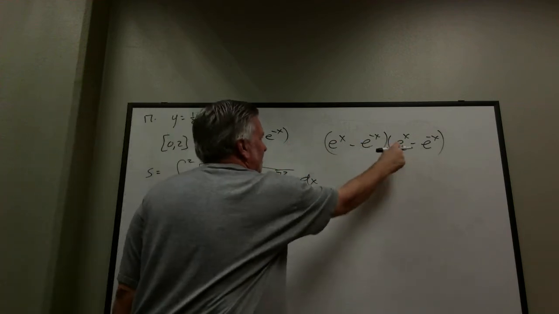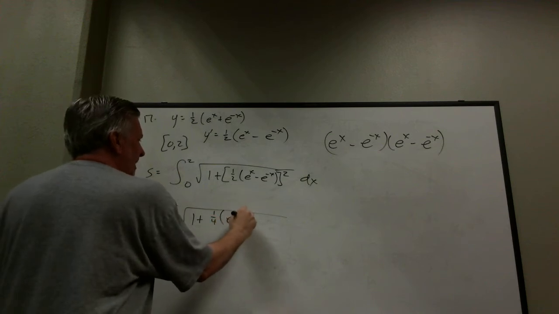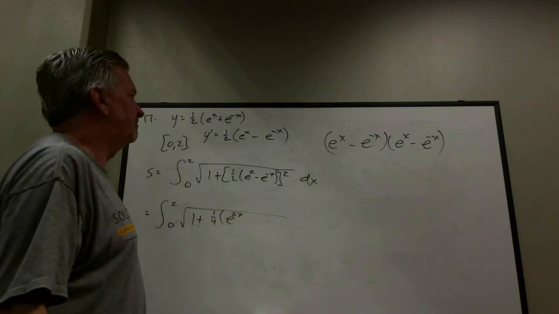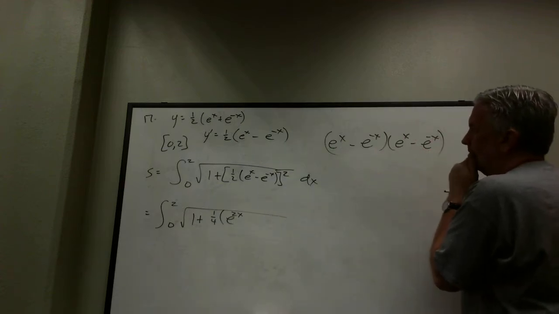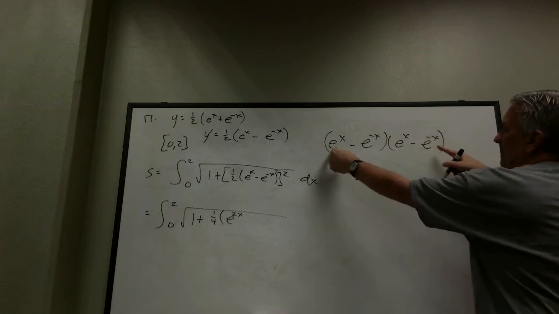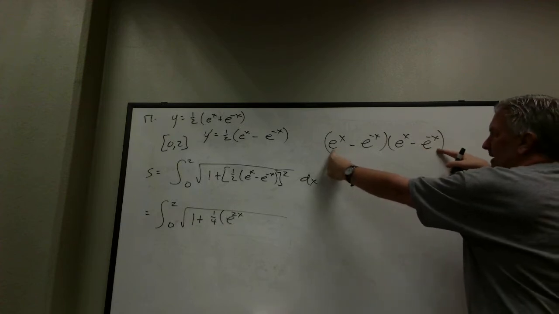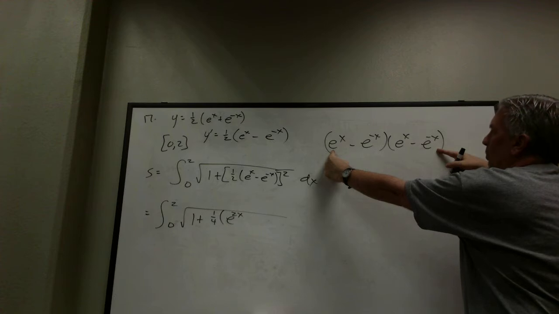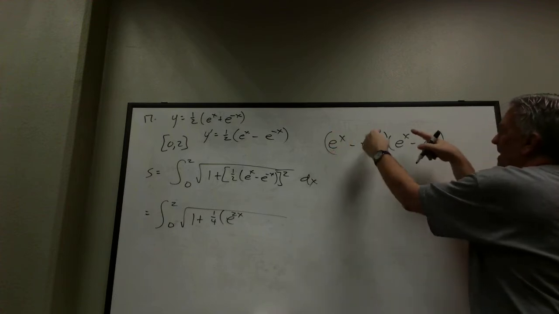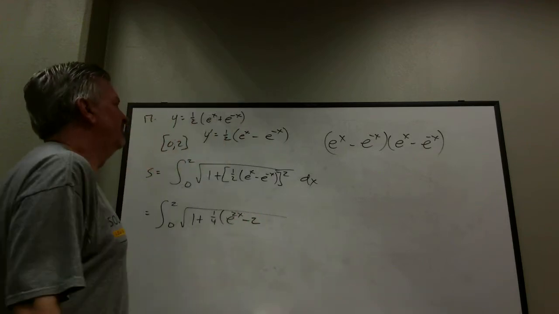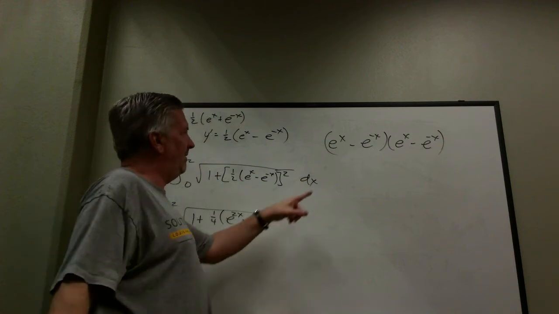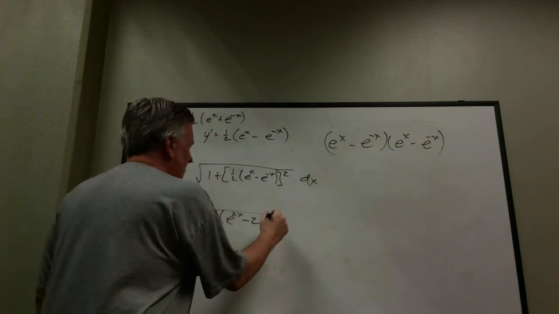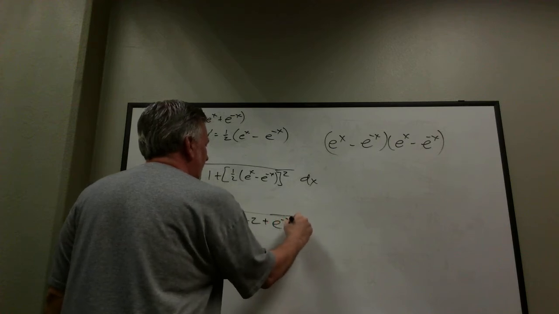Well, e to the x times e to the x is e to the 2x. And so notice we're going to have a negative. Now what's e to the x times e to the minus x, right? If you add the exponents, you get e to the 0, which is 1. So that's minus 1. And you do it here, you also get a minus 1. So that's minus 2. And the negative times the negative becomes positive. And then e to the minus x times e to the minus x, if you add the exponents, it's e to the minus 2x.